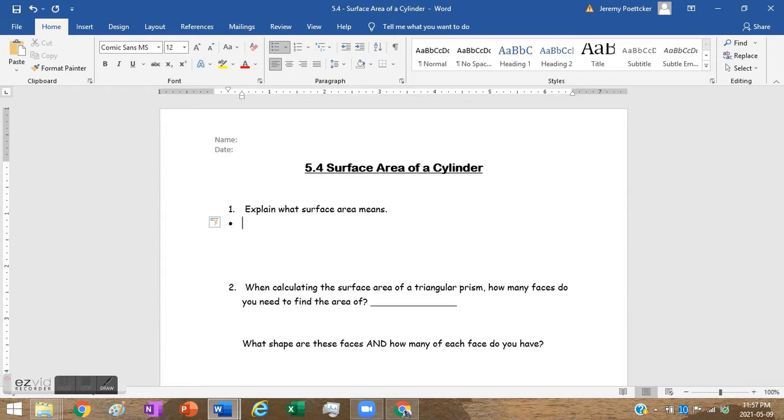All right, so surface area of a cylinder. We've talked about surface area of a prism, surface area of both kinds of prisms that we dealt with, whether it be a triangular prism or a rectangular prism. But when we talk about the surface area of a cylinder, the idea is the same, right? Surface area, well, what does it mean? It means the area of the entire surface of a geometric shape.